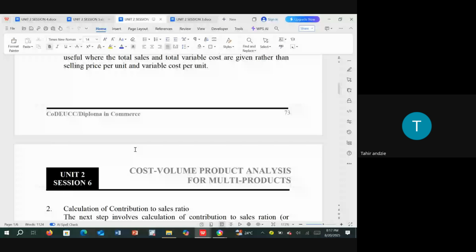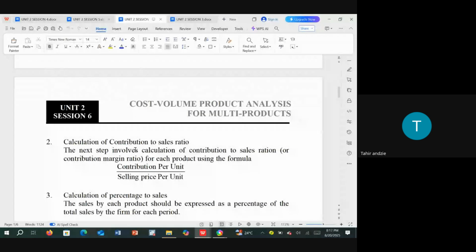The same thing, but we normally refer to it as contribution margin when we have been given sales for each of the products and the variable cost for each of the products, without stating the fixed cost, the selling price and the variable cost per unit. Right. So step 2 is to calculate the contribution to sales ratio for each of the products. The next step involves calculation of contribution to sales ratio or contribution margin ratio for each product using the formula contribution per unit over selling price per unit.